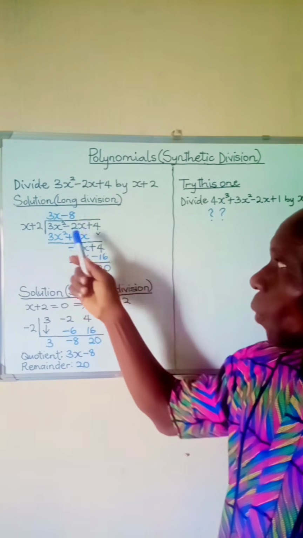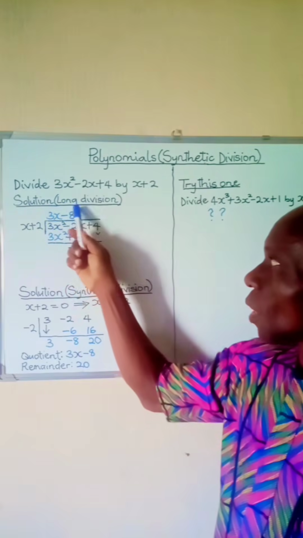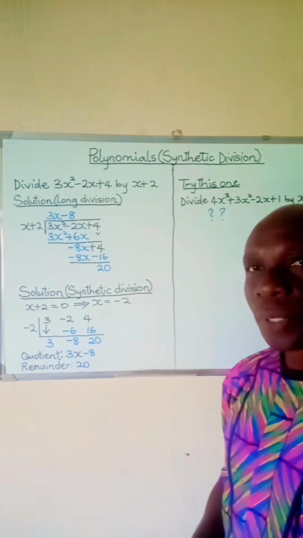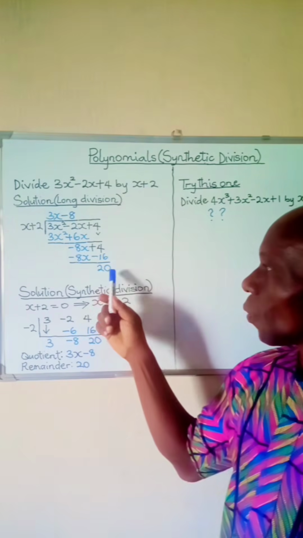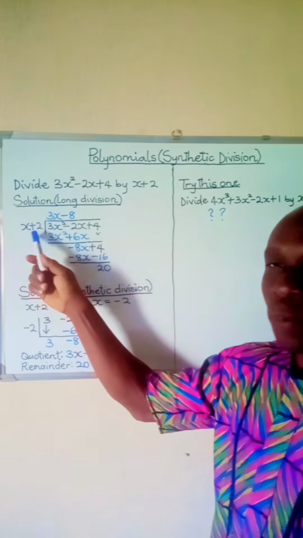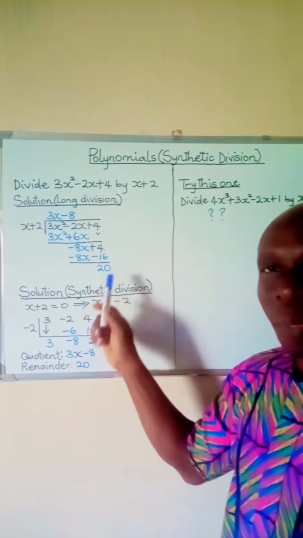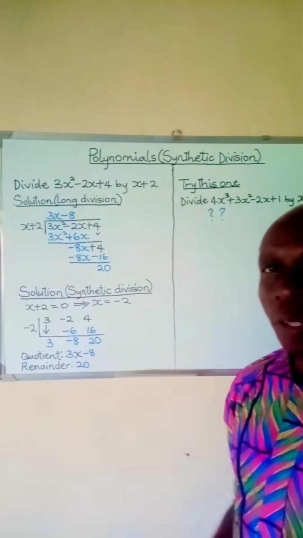So at that point, what we have up here happens to be a quotient, while what we have here, 20, is a remainder. Why we have 20 here tells us that x plus 2 is not a factor of 3x squared minus 2x plus 4. Otherwise, here the remainder would have been 0. That's for the method of long division.